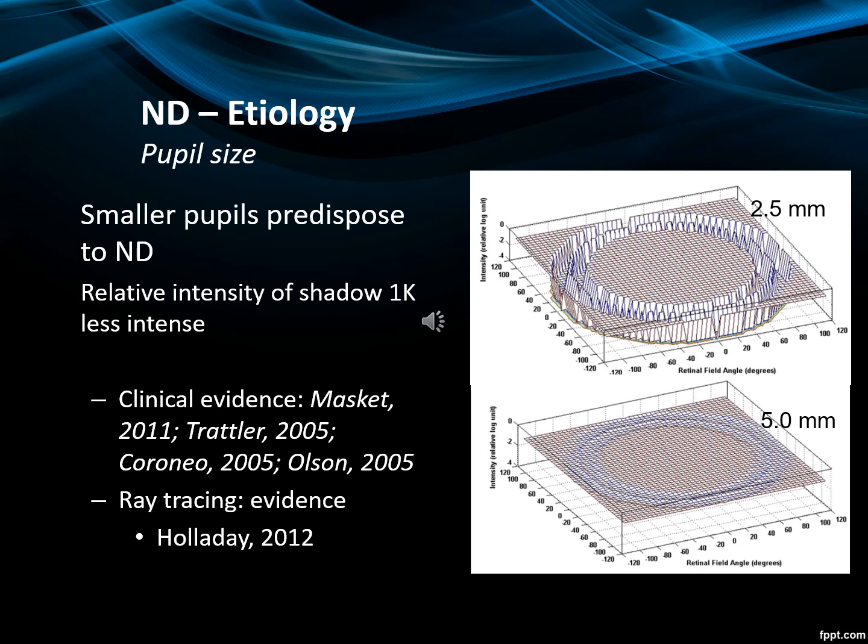The size of the pupil seems to have an impact on the etiology of the shadow. Patients with a smaller pupil size are predisposed to having this negative dysphotopsia compared to a patient with a dilated pupil. The reason is that people believe that the retina that is illuminated in a smaller pupil has a relative higher intensity of the shadow compared to a pupil that is dilated. So as you can see from the graph from the top to the bottom, the top image is a patient with a smaller pupil compared to a dilated pupil. And you can see that the height of the shadow is much bigger in the smaller pupil compared to the dilated pupil, and therefore would be more noticeable.